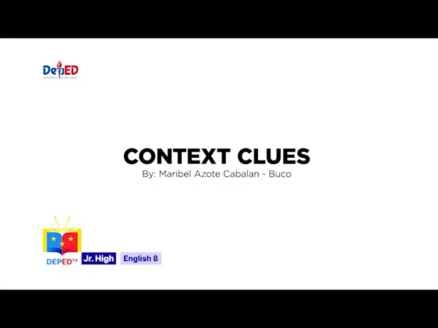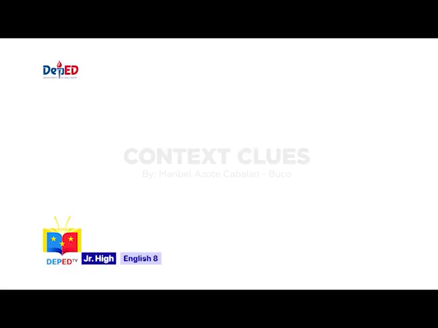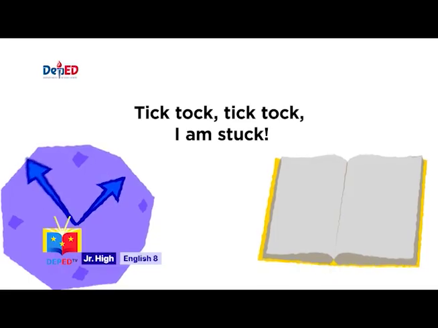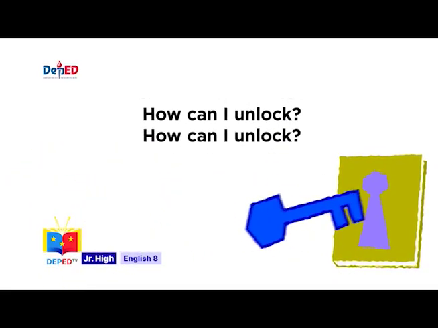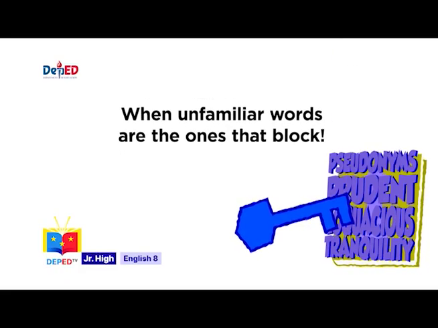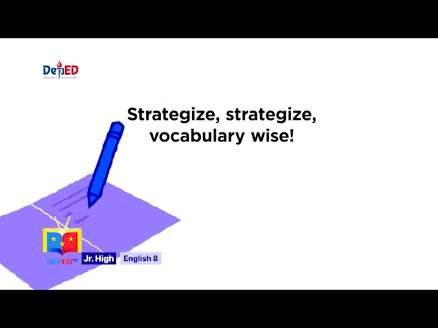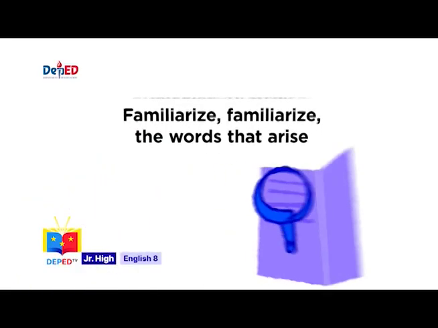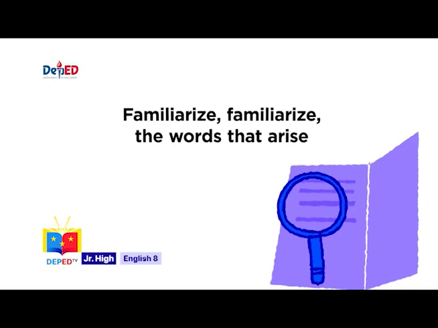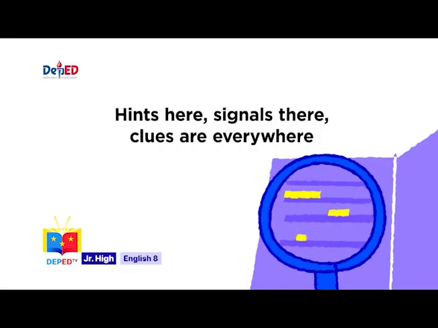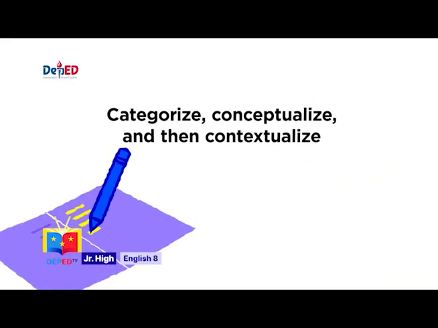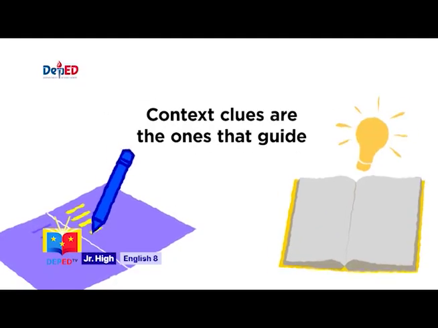Context Clues by Maribel Azote Cabalan Puco. Tick tock, I am stuck. How can I unlock? How can I unlock? When unfamiliar words are the ones that block. Strategize, vocabulary-wise. Familiarize, the words that arise. Hints here, signals there, clues are everywhere. Categorize, conceptualize, and then contextualize. Context clues are the ones that guide.